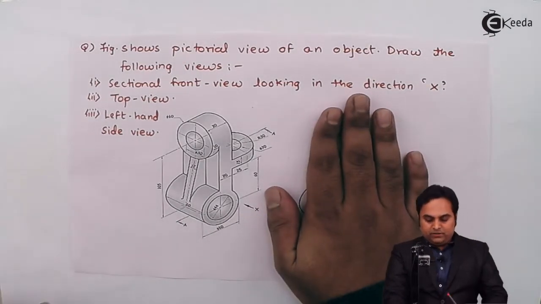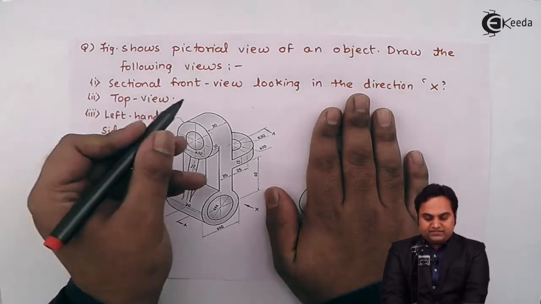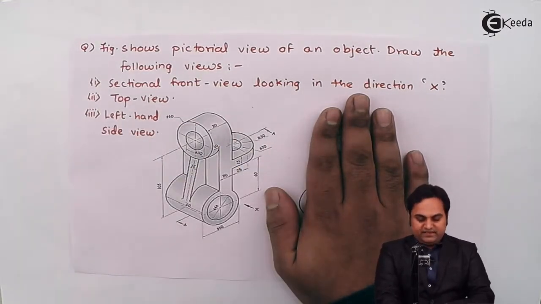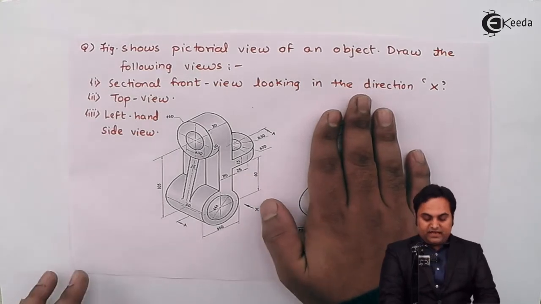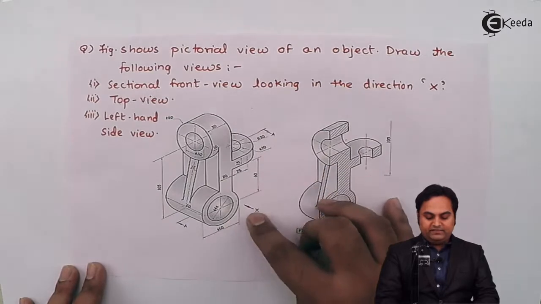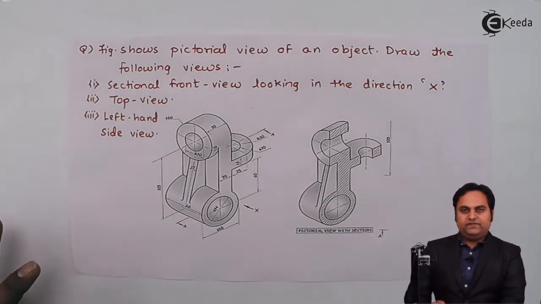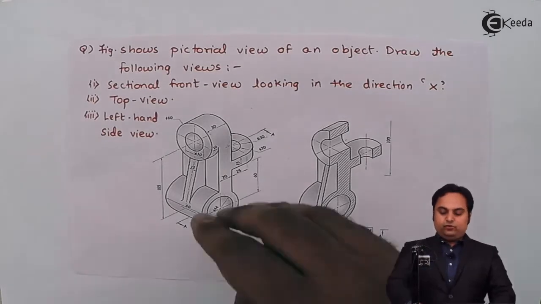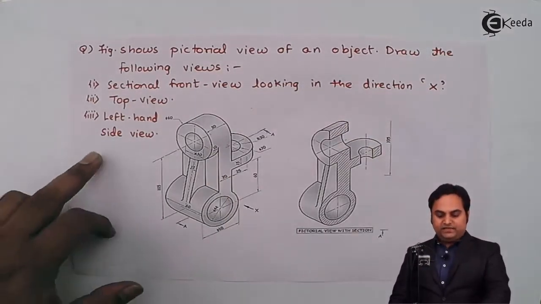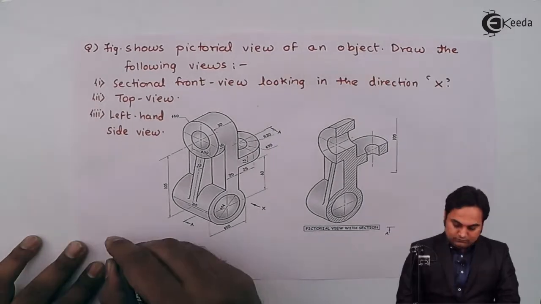Now when we are looking at this question, we have to draw a sectional front view looking from the X direction, which is given here. Means I have to look from this direction X by cutting the object and then seeing it along the X direction. So that will be called the sectional front view. Next, I have to draw the top view of the object, and left hand side view means standing over this side. So I'll mark the direction.